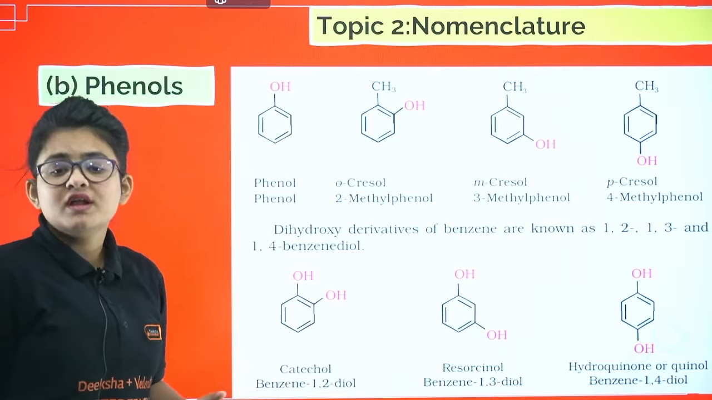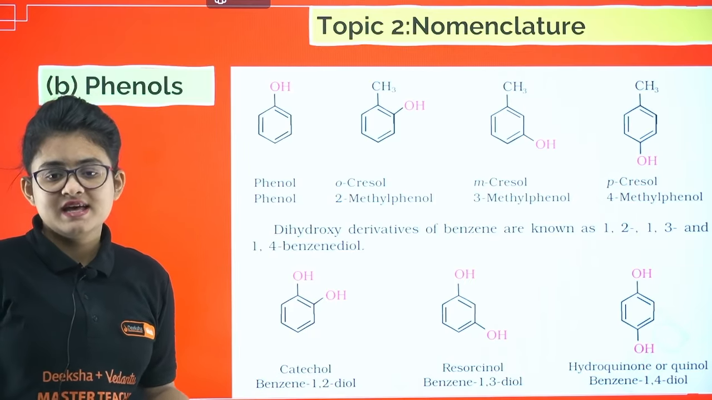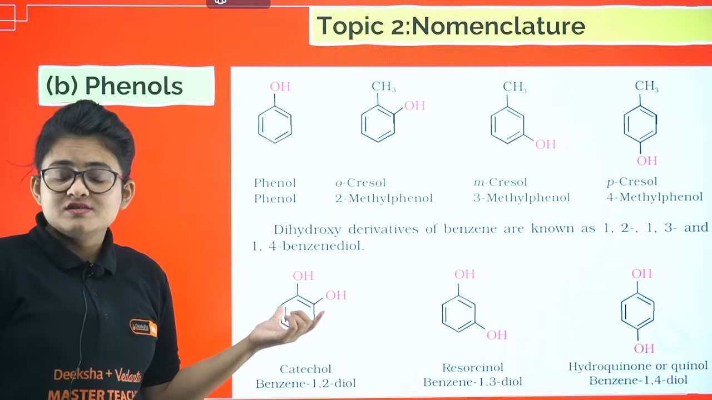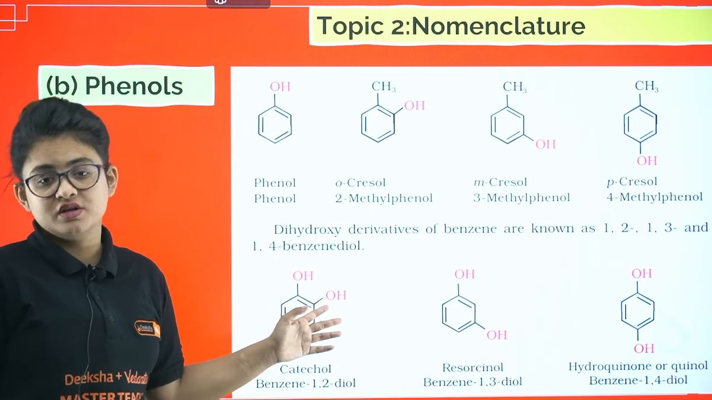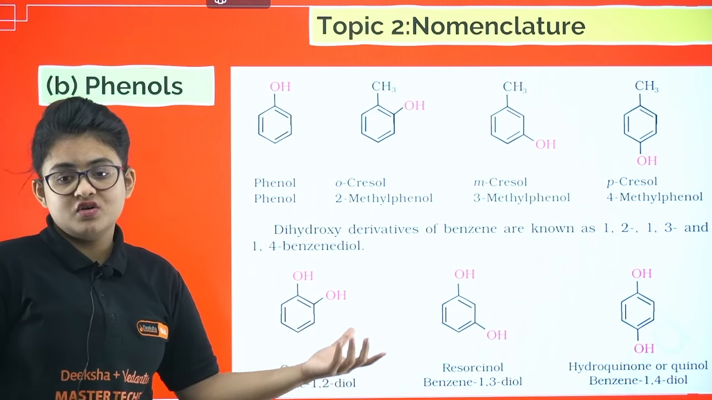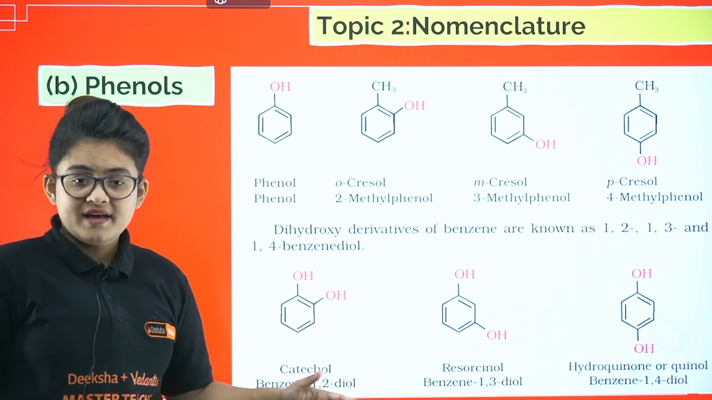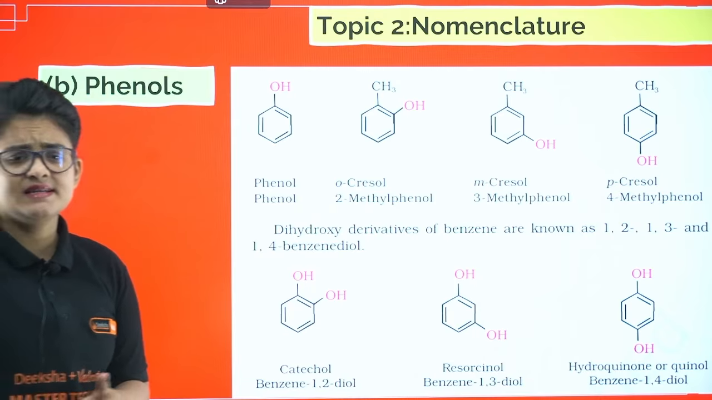And here if you have 2 OH groups on the benzene ring, we can name it as catechol. Catechol is when the OH groups are attached to consecutive carbons. They are ortho with respect to each other. If they are meta, this is called resorcinol. If they are para, they are called hydroquinone. Like that. I guess it's clear to you.